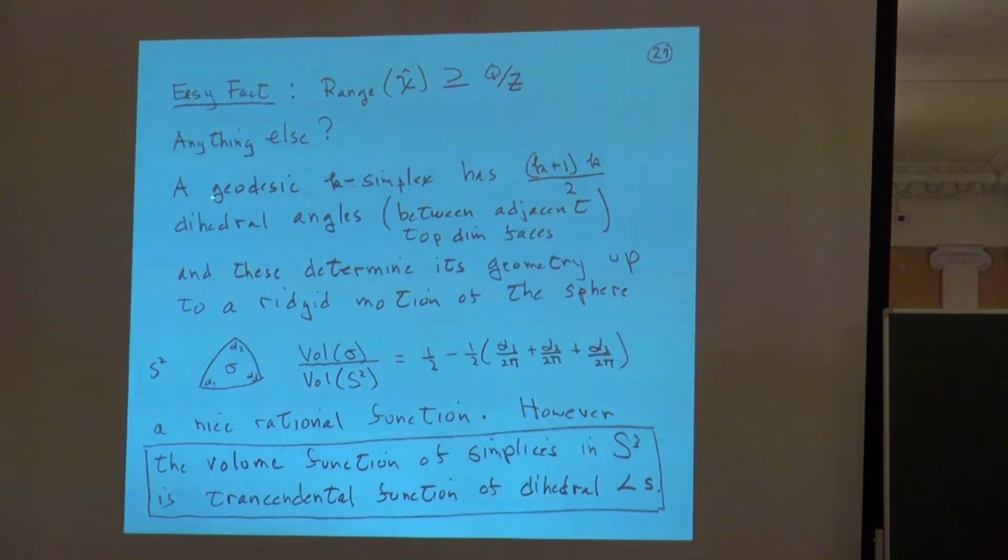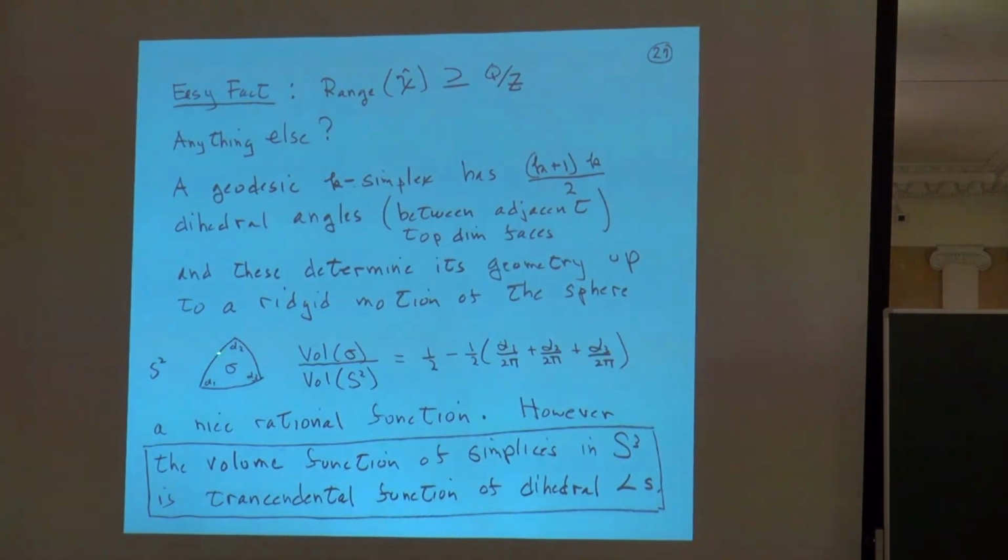So we recall that a geodesic simplex has a bunch of dihedral angles, in fact k plus 1 times k over 2. Dihedral angles are the angles between adjacent top-dimensional faces, so they're the top angles. And these determine its geometry up to a rigid motion of the sphere, so we might as well think of a geodesic simplex as being determined by its dihedral angles.